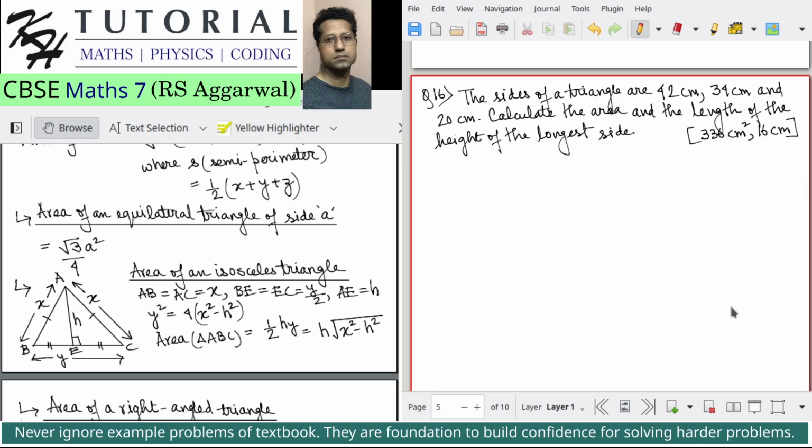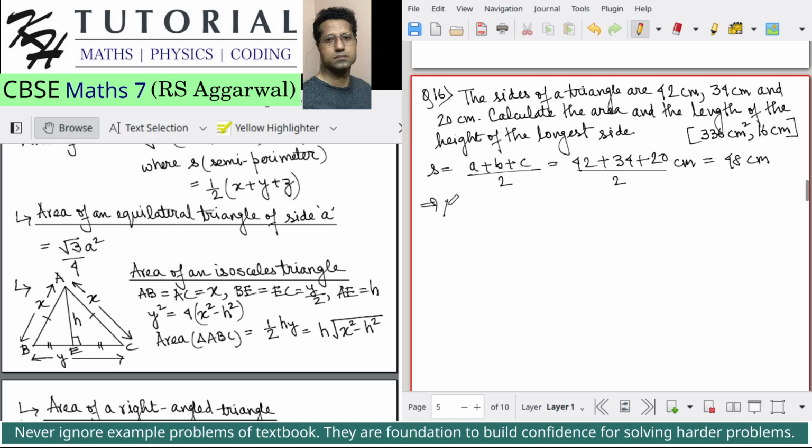centimeter as the base. Okay, so let's first calculate the semi perimeter as A plus B plus C by 2, which is equal to 42 plus 34 plus 20 divided by 2, this much centimeter, which is equal to 21 plus 17 plus 10. 21 plus 17 is 38, and then 48 centimeter.